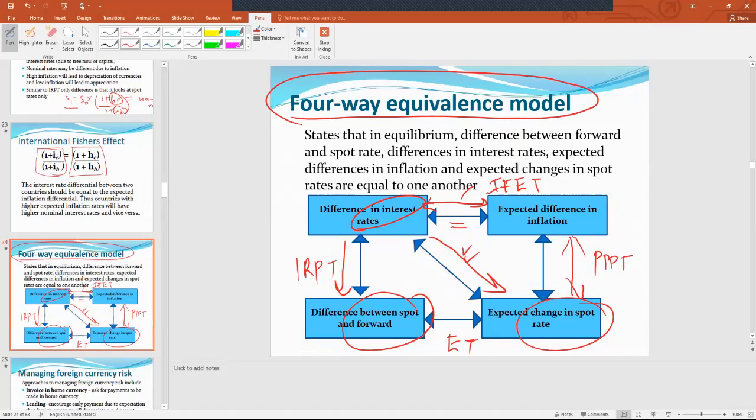Right now you can't draw the graph, so you should be able to explain it using words. I don't think there'll be any way you can draw the graph in your exam. So you should be able to explain how the entire four theories come into play.